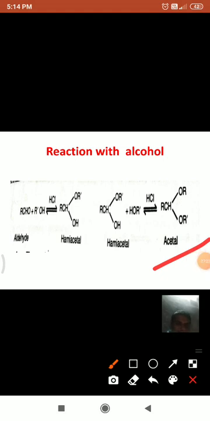That means alcohol reacts with aldehydes in the presence of acids. It forms hemiacetal first. This hemiacetal is unstable and it reacts with one more molecule of the alcohol, and it forms acetal as the product.